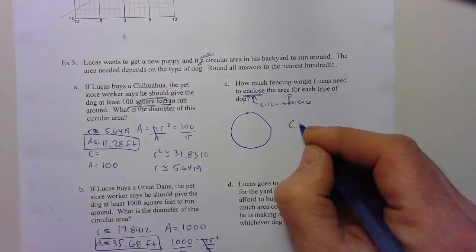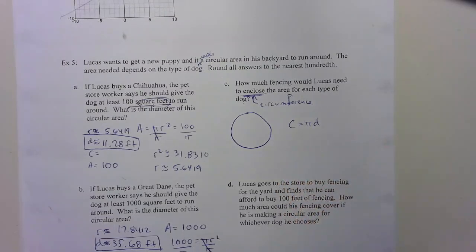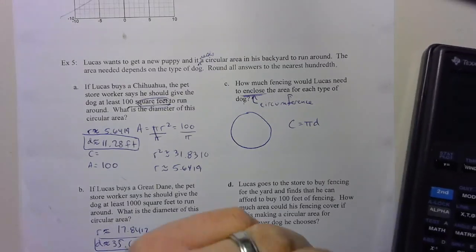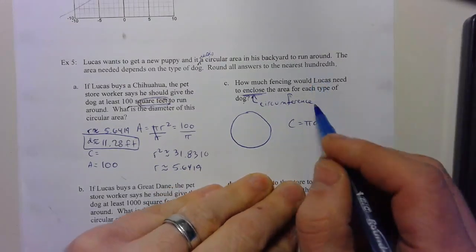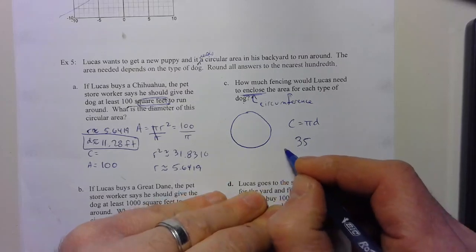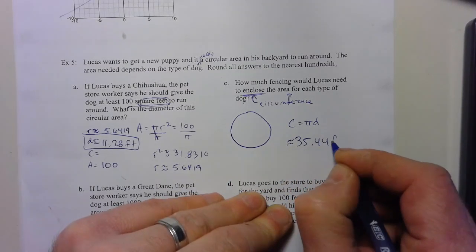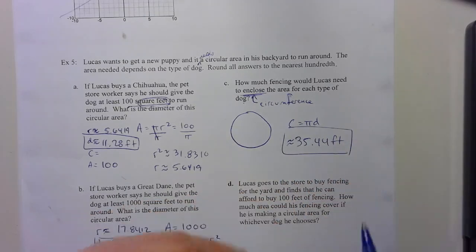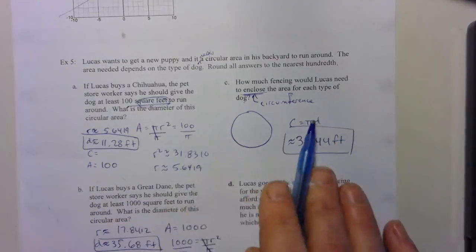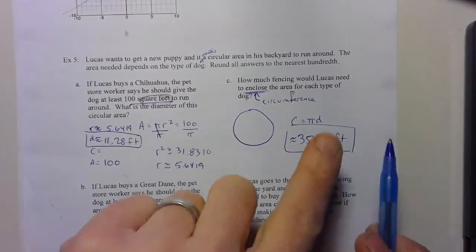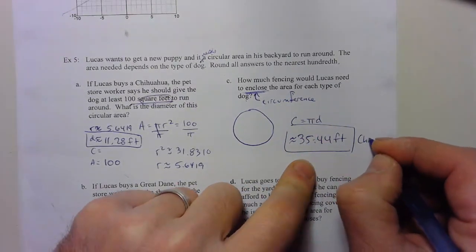Remember that's pi times diameter. So we take our 11.28 and multiply it by pi. It says nearest hundredth, so it's about equal to 35.44 feet. That's each dog, so this would be the Chihuahua.